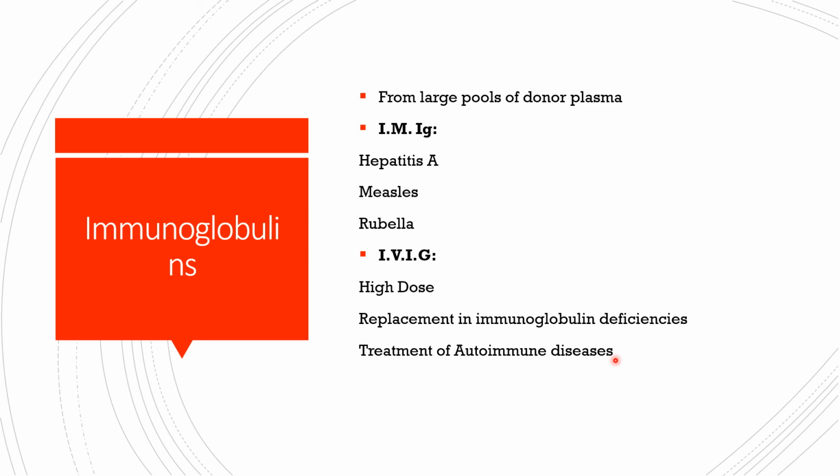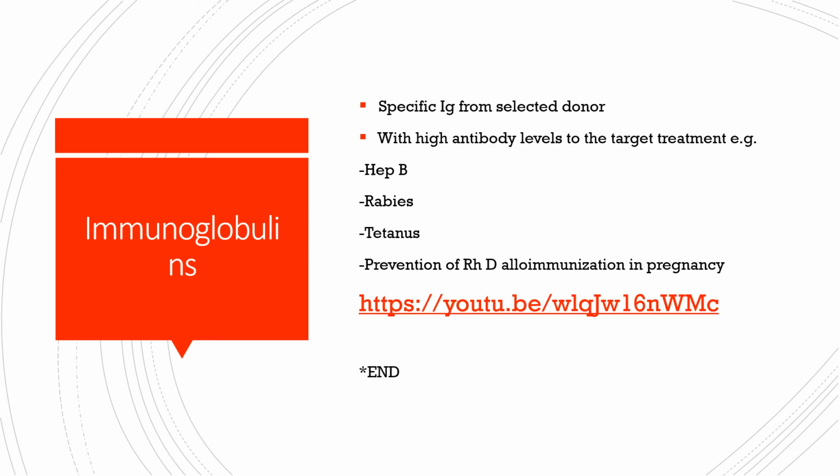Now, all those autoimmune diseases like Graves' disease, Hashimoto's thyroiditis, Crohn's disease, rheumatoid arthritis, systemic lupus erythematosus, and the list goes on. Lastly, we can make use of specific immunoglobulin from selected donors, and that will be with higher antibody levels for the target treatment. For example, in hepatitis B, rabies, tetanus, and prevention of rhesus D alloimmunization in pregnancy. Remember, I've dropped a link that can take you to a full presentation on rhesus D alloimmunization in pregnancy.